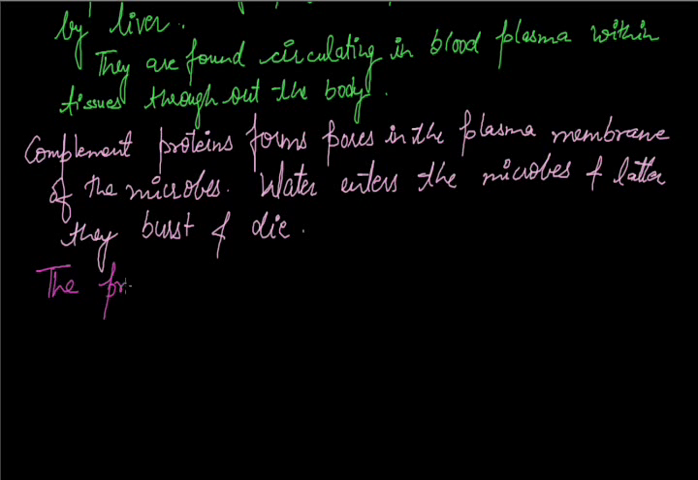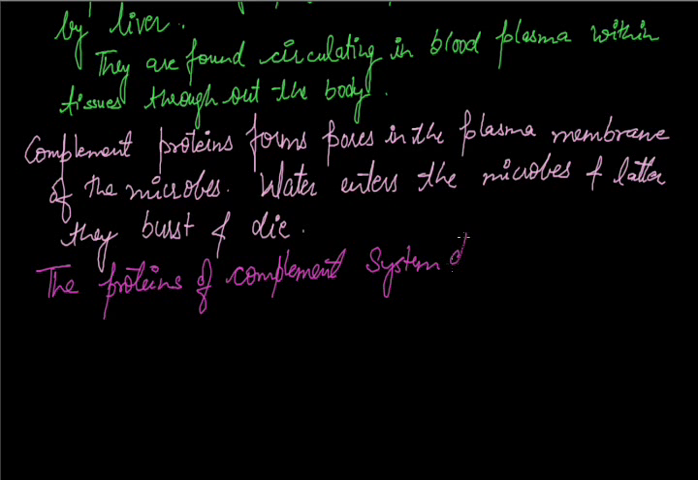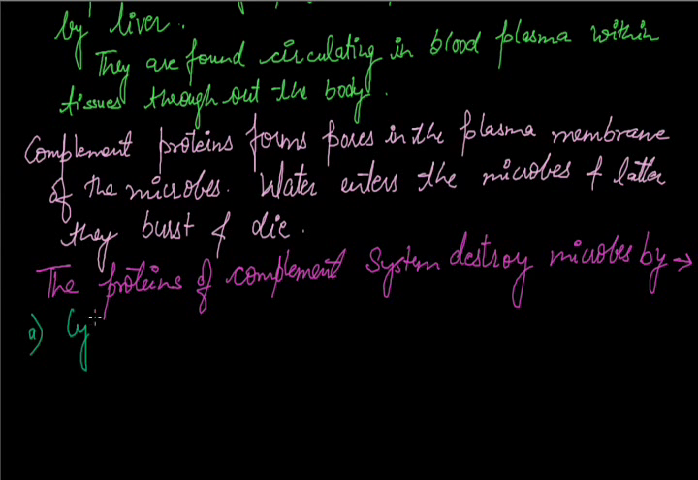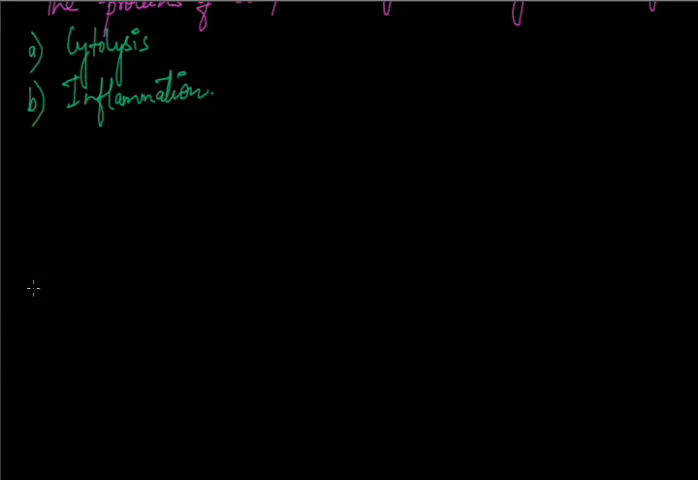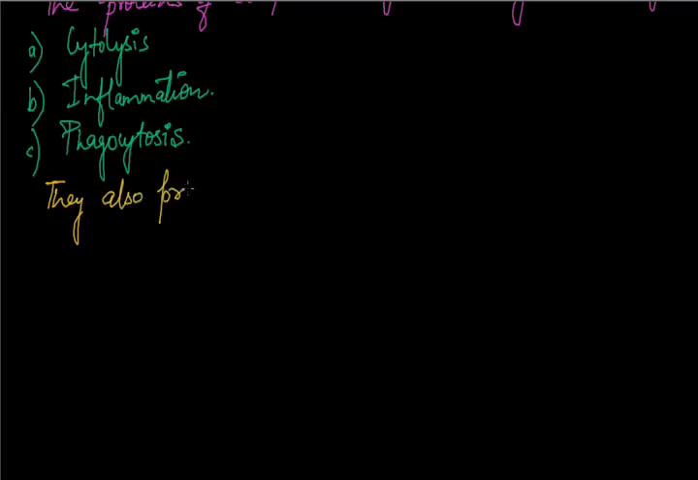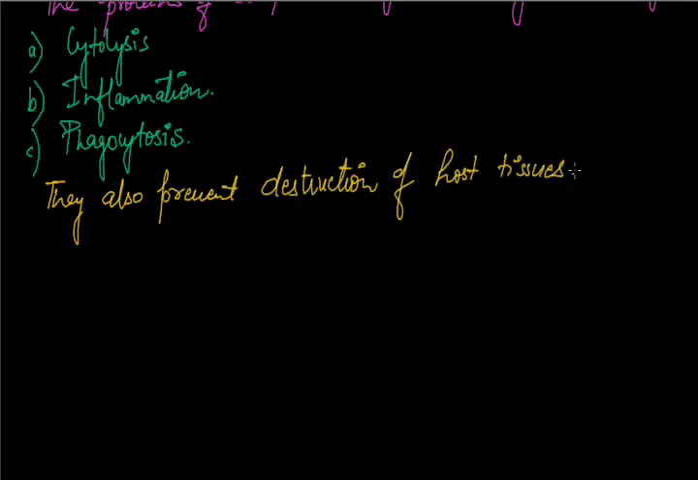The proteins of the complement system destroy microbes, first by cytolysis, that is lysis, killing or destruction of the cell. Next is inflammation, that is any injury or destruction, which is followed by phagocytosis, that is eating of the cell. These are the special proteins. They also prevent destruction of host tissue. So this is all about the complement system.